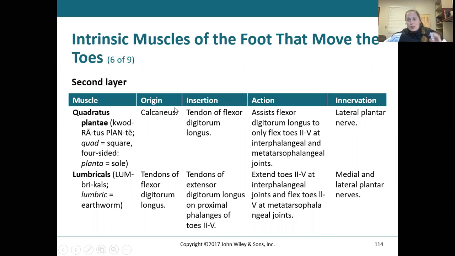Again, you see here a lot of muscles are originating from that particular bone. It assists the flexor digitorum longus, and only to flex toes 2 through 5 at the interphalangeal and metatarsophalangeal joints. And the lumbricals, we've looked at the lumbricals from a couple of different angles here. They extend toes 2 through 5 at the interphalangeal joints and flex toes 2 through 4 at the metatarsophalangeal joints.